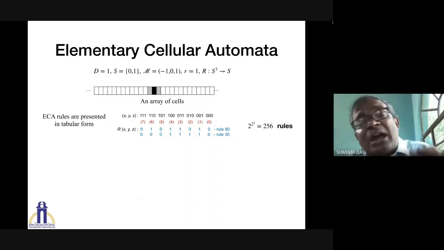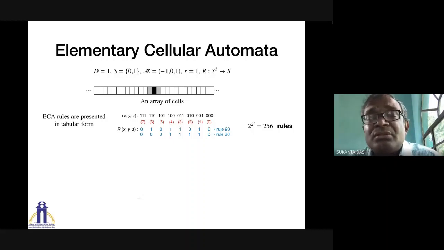Although this style is very good, you understand, instead of a 3-neighborhood, suppose m equal to 5, say a 5-neighborhood, which means r equal to 2. Then how many elements will you have in the domain? 2 to the power 5, that is 32. How many rules will you have? 2 to the power 32. That's a huge number. That is really difficult to deal with.